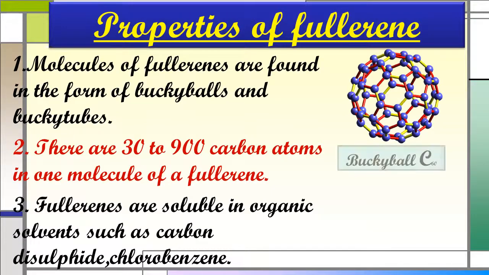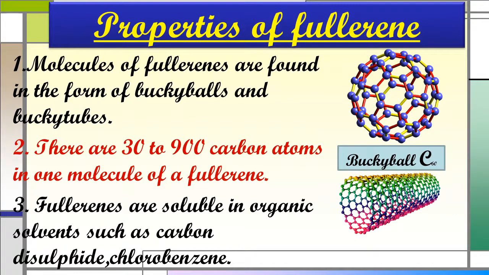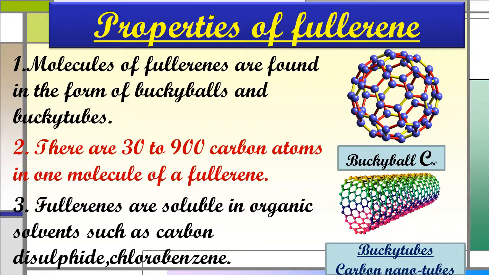Here you can observe the structure of a buckyball, that is C60. You can observe that this is a hollow spherical structure, and this is the structure of buckytubes, and these buckytubes are also called carbon nanotubes. So these are hollow tubes, also known as carbon nanotubes.